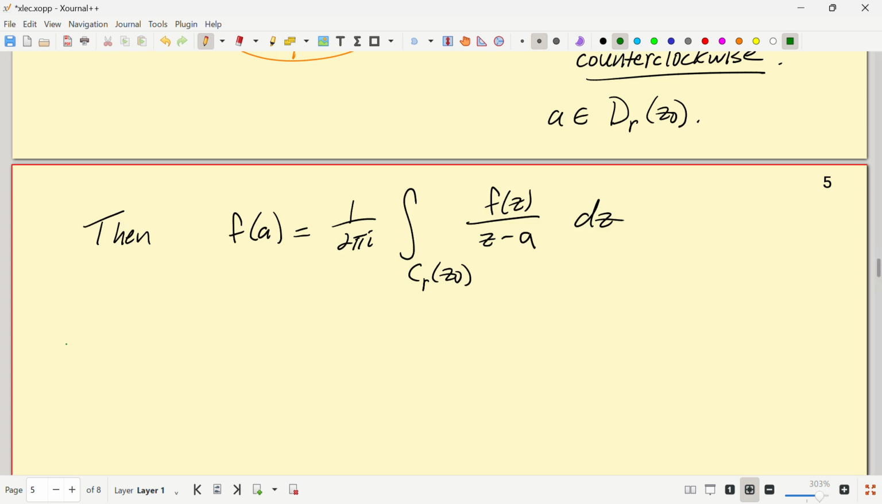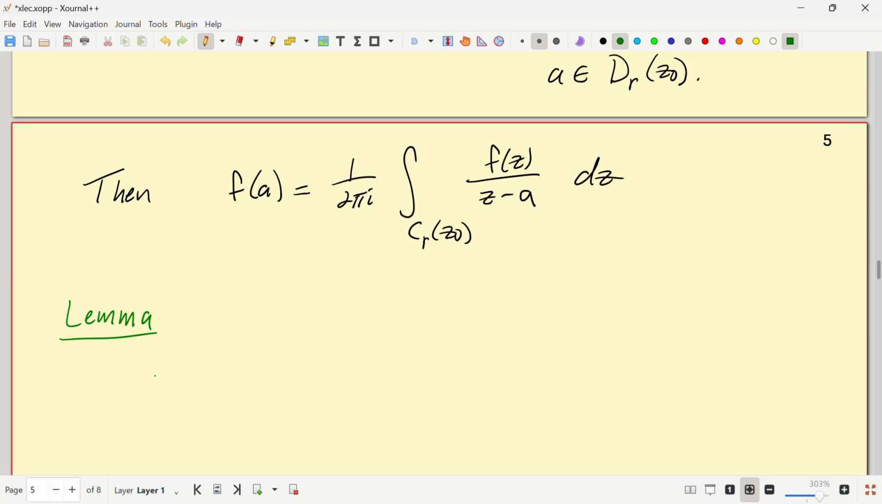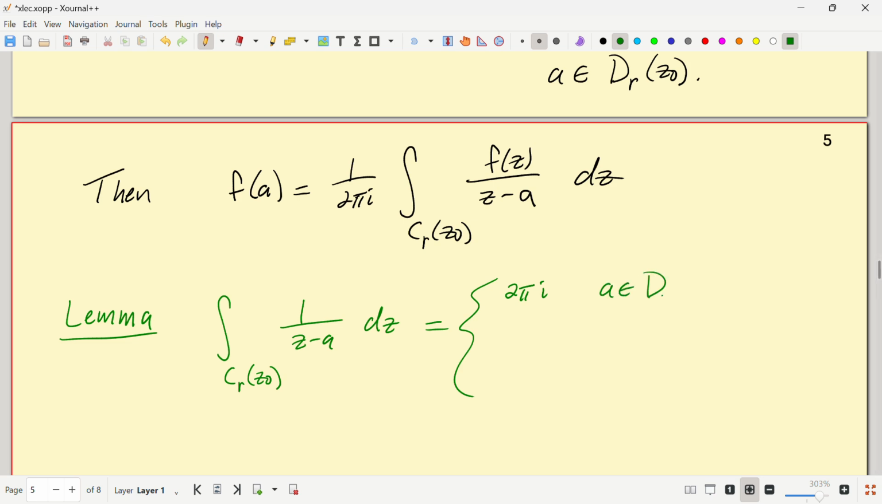So here, this is a little lemma. The index: if you integrate around a circle, 1 over z minus a dz, that's equal to 2 pi i when a is inside, and it's equal to 0 if a is outside. Of course, that's just the Cauchy theorem.